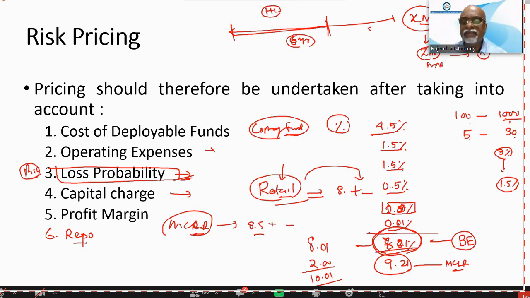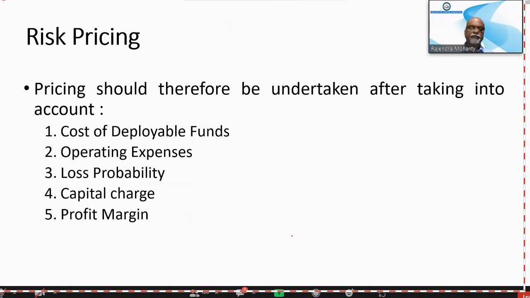This is the base retail rate. This will be the base MCLR rate. After that, you add the risk factor again. Because of different kinds of risk, you have to add 1 or 2 or 1.5, 2. Okay. So is it clear about risk pricing?